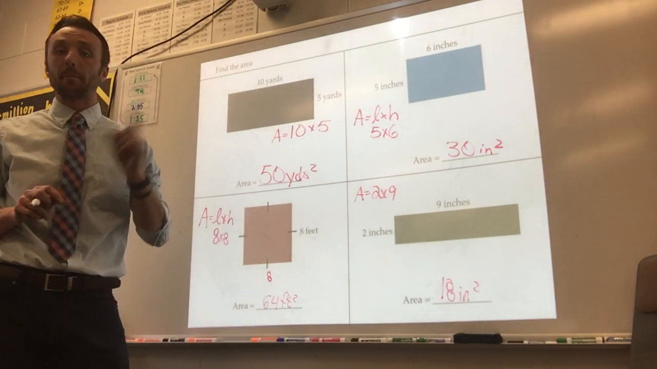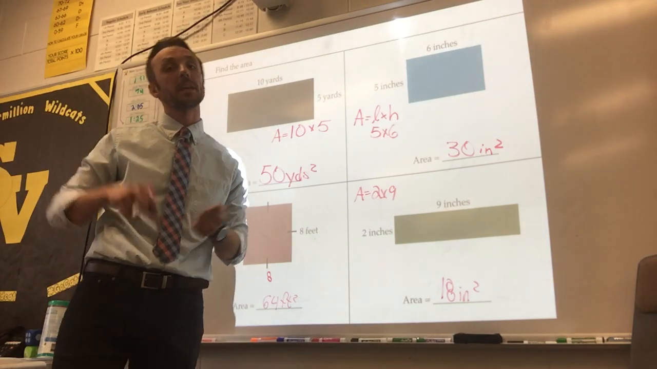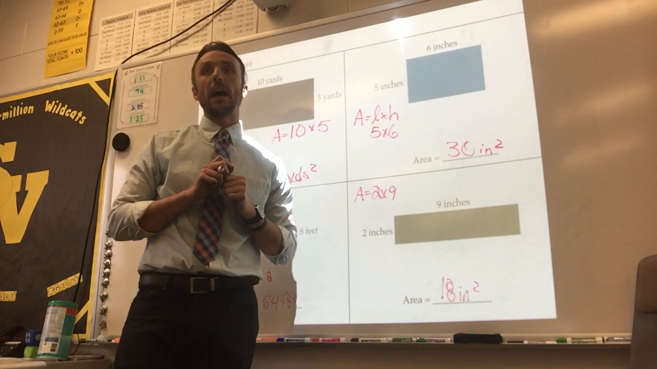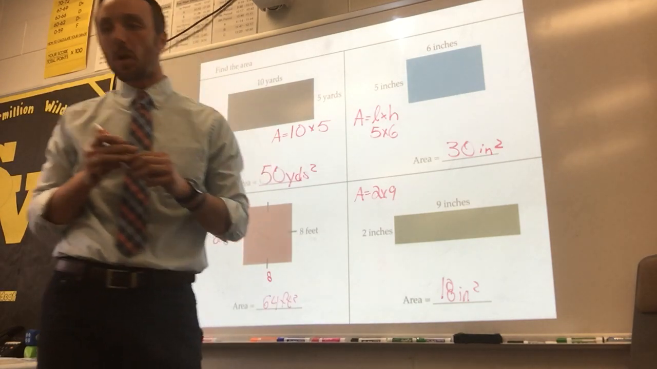It's that simple for area, base times height or length times width. You take the two numbers, you multiply. For perimeter, you have to add. For area, you have to multiply.